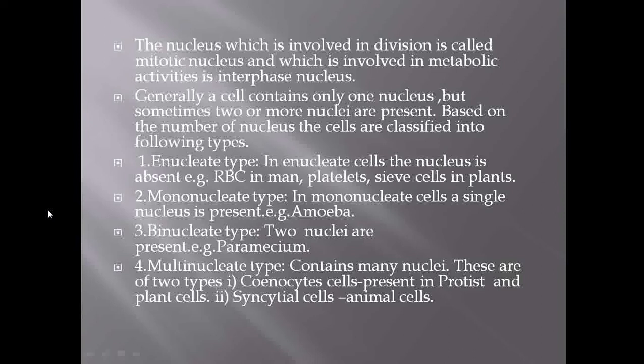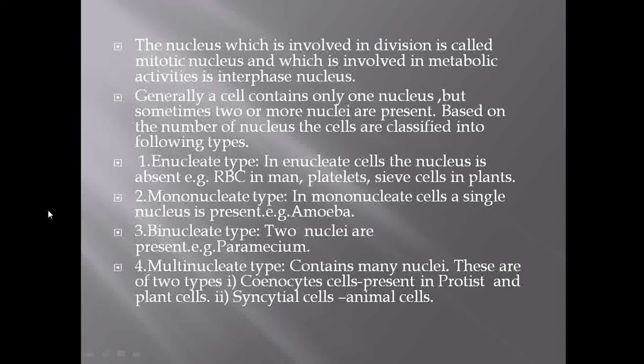The second one is the mononucleate type. Mono means single; in mononucleate types a single nucleus is present. An example is amoeba. The third type is the binucleate type, where two nuclei are present. An example is paramecium. We have already studied paramecium in your 11th class: it has a small sized nucleus, the micronucleus, and a large sized nucleus, the macronucleus. So it has two nuclei, and it is called a binucleate type cell.